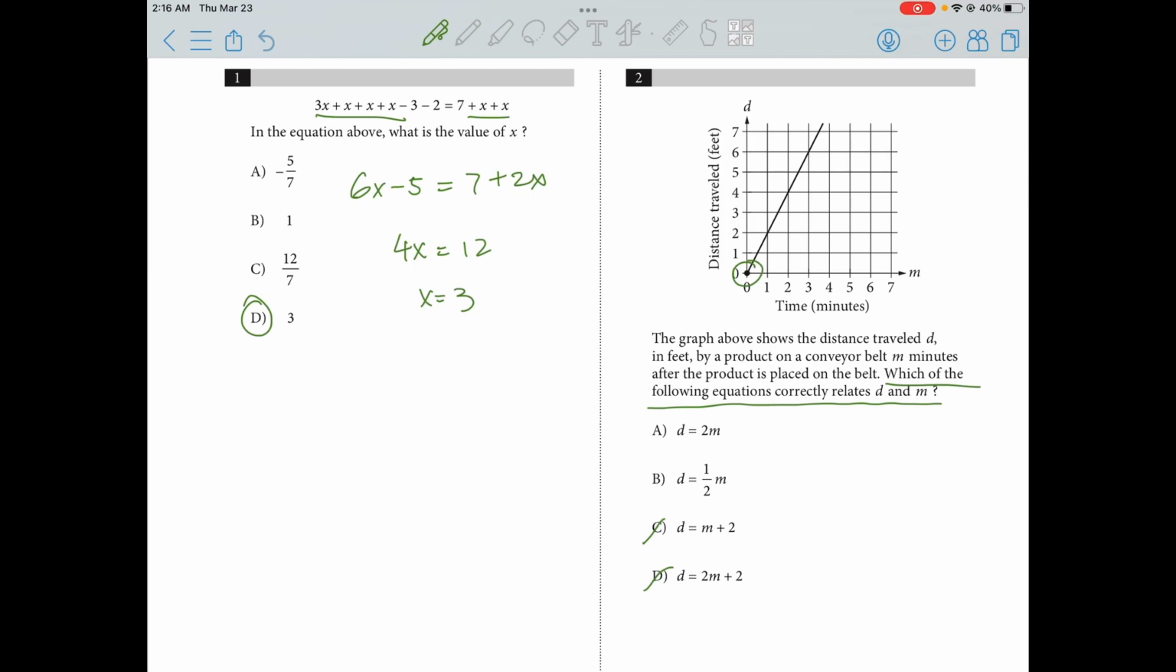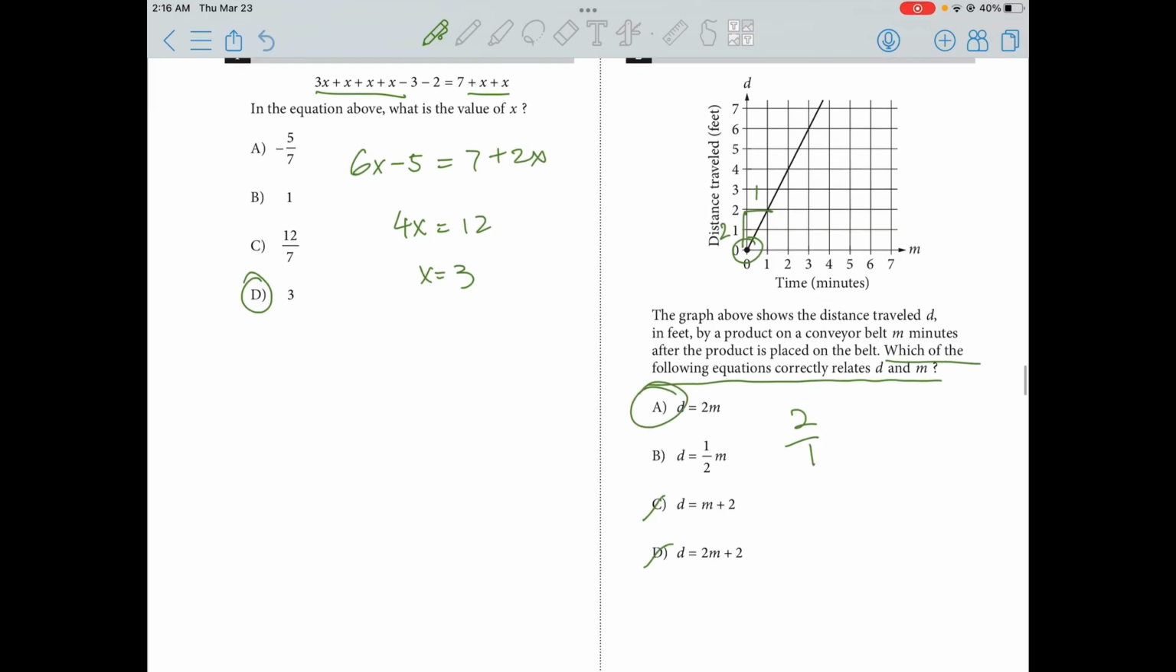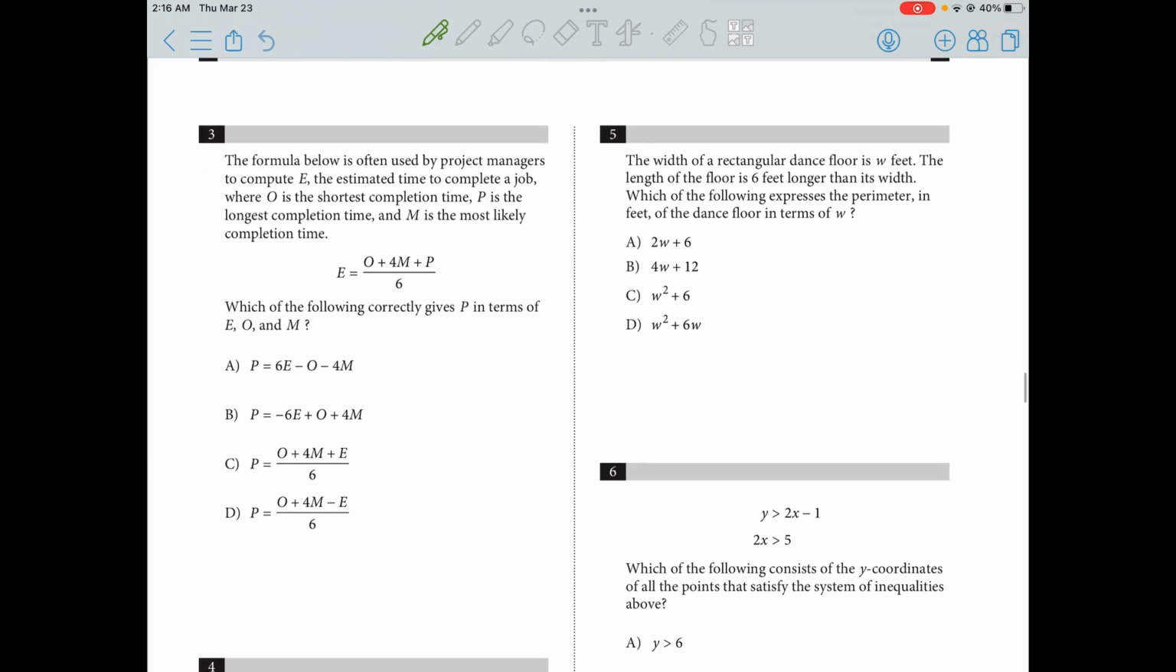Our slope formula would be rise over run. Rise would be 2, run would be 1. So 2 over 1 gives us answer choice A, the slope of 2.